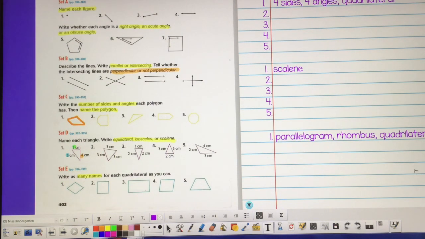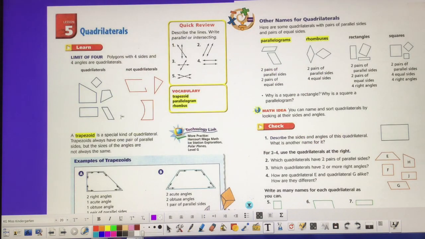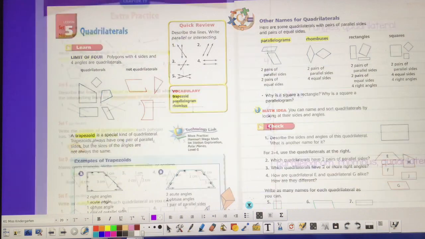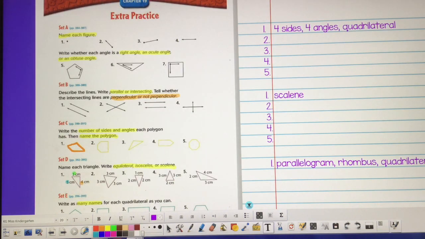Okay, and you're going to do that for numbers 2, 3, 4, and 5. And what I would do, I would go back and take a look at page 396 and 397 and go through. Is it a trapezoid? Is it a parallelogram? Is it a rhombus? Is it a rectangle? Is it a square? Go back through and take a look at the definitions and make sure you list all of them.